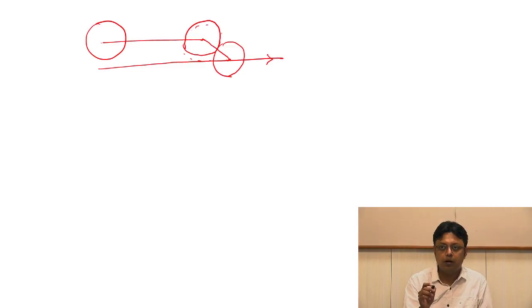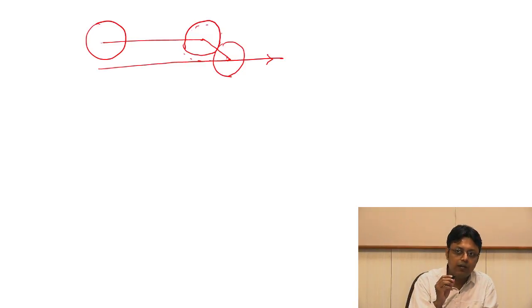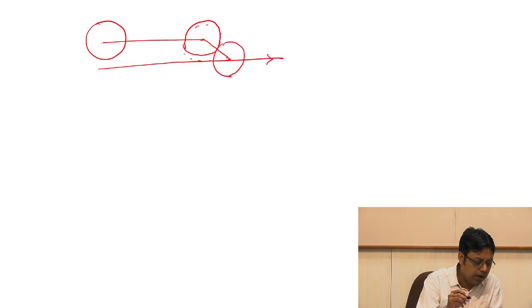That is more important. If you have a head-on collision, all the energy is transferred along the line joining the centers. But if we have a slightly off-center collision, then not all the energy will be transferred. Only part of the energy will be transferred. So that we have to calculate. Now, how to calculate that?